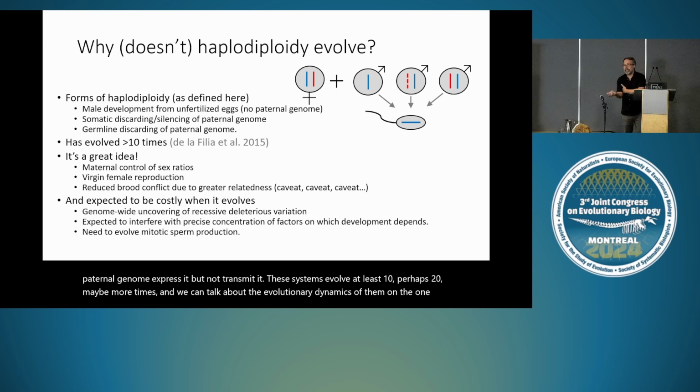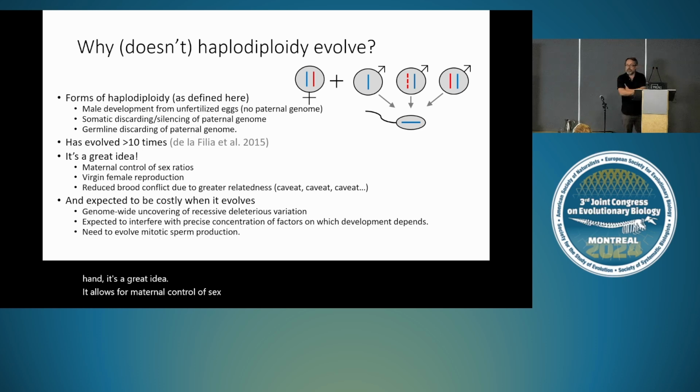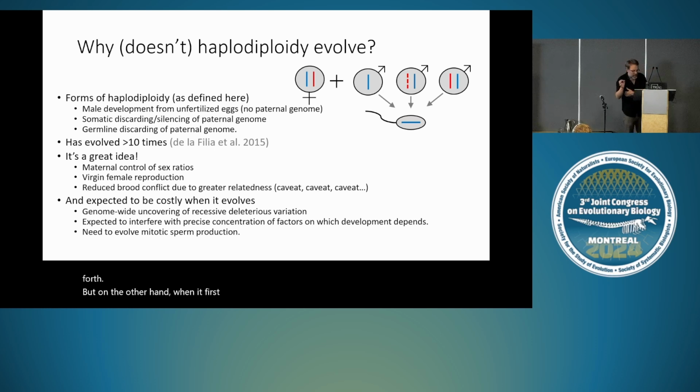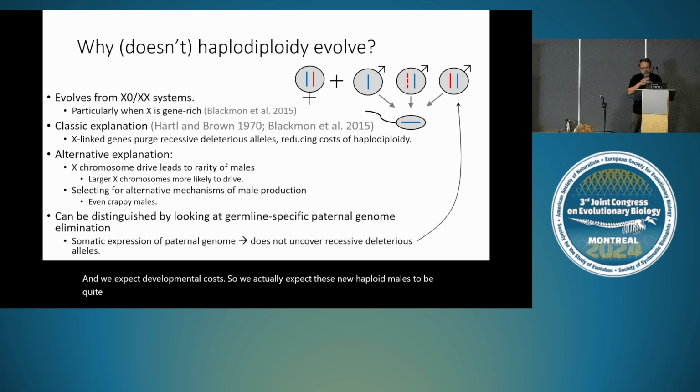On the one hand, it's a great idea. It allows for maternal control of sex ratios, virgin queen or virgin female reproduction, and so forth. But on the other hand, when it first evolves, and this is a binary evolutionary change, we expect a genome-wide uncovering of recessive deleterious variation, at least in most forms. And we expect developmental costs. So we actually expect these new haploid males to be quite crappy. Okay, so how can we get at what drives the evolution of haplodiploidy?